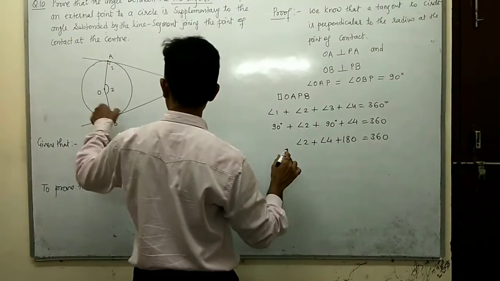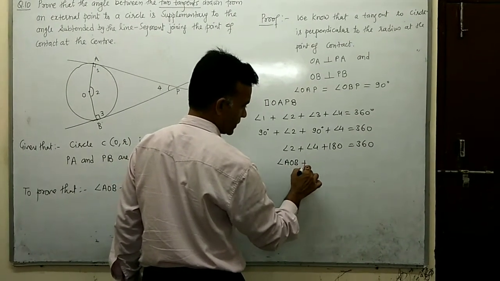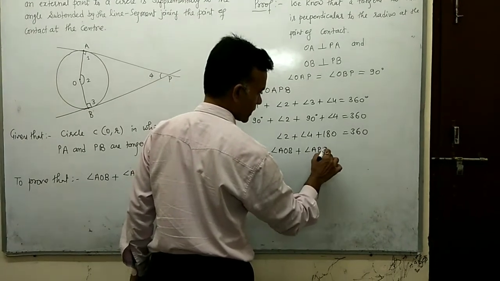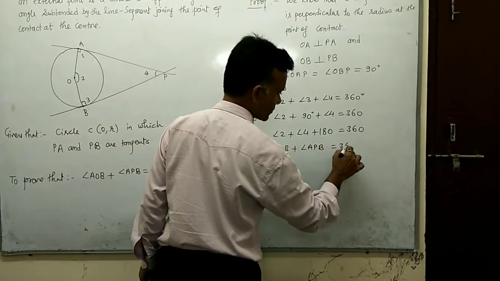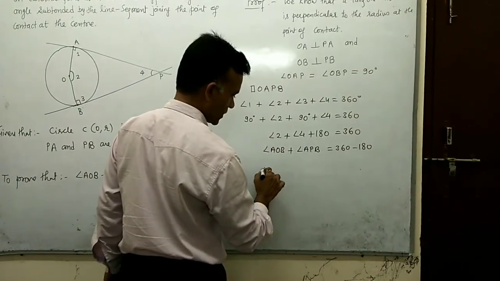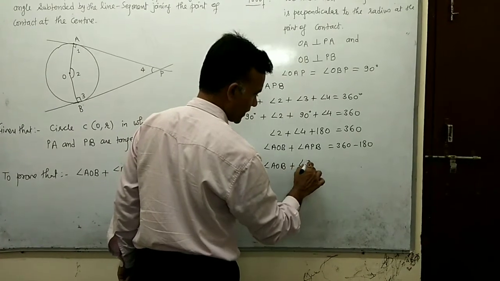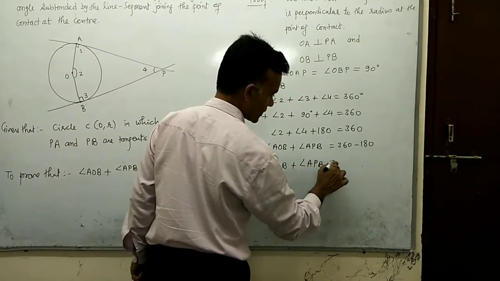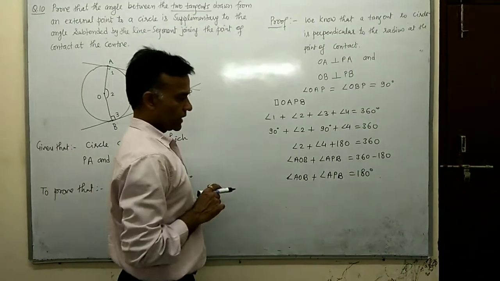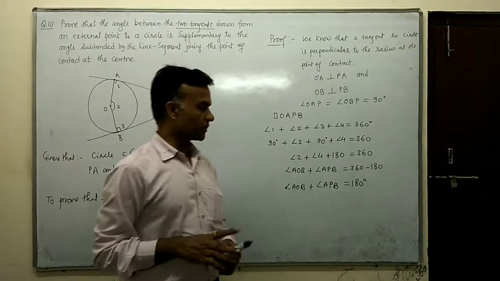Okay, now angle 2 is what? AOB. So you write down here angle AOB. Similarly, angle APB, and here 360 minus 180. Okay, then angle AOB plus angle APB equals 360 minus 180, which is 180 degrees. Okay, so the sum of the angles is supplementary, because 180 means supplementary.